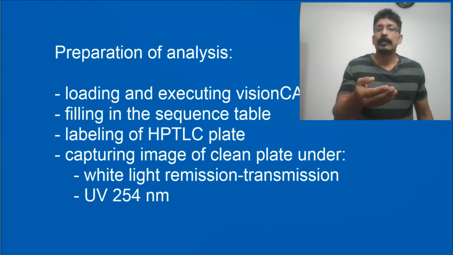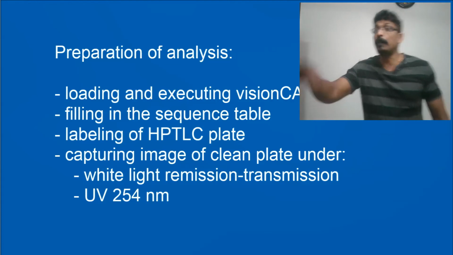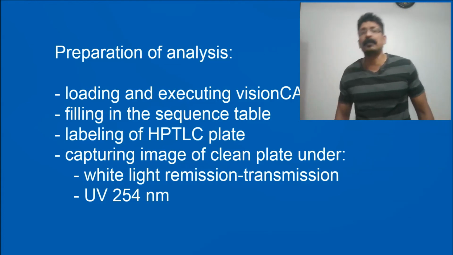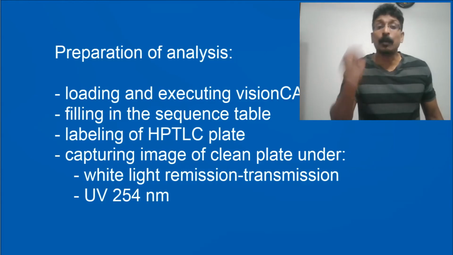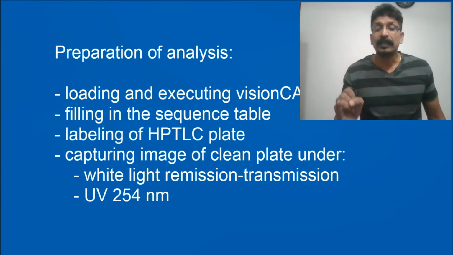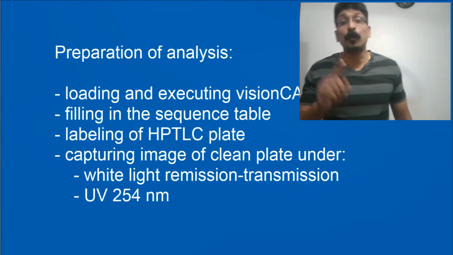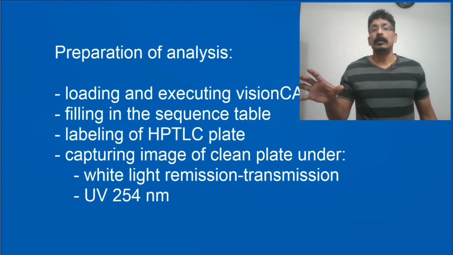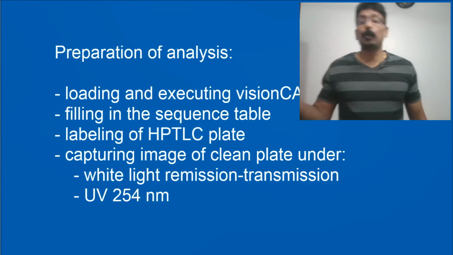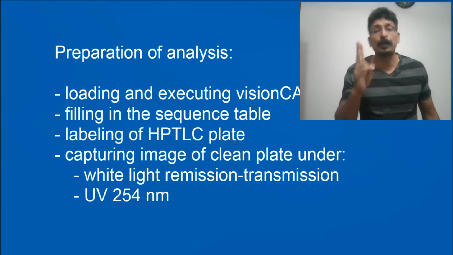spotting or before developing, you should capture the plate. You should keep it inside the chamber and it will be converted into digital and you can see it on the screen of the computer and it will be saved. And that will be taken in white light, re-emission, transmission, and then UV light at 254 nanometer. It will be recorded. After developing, you will take another one, UV radiation, 366 also you will be taking. So now we will be taking 2 pictures before developing.